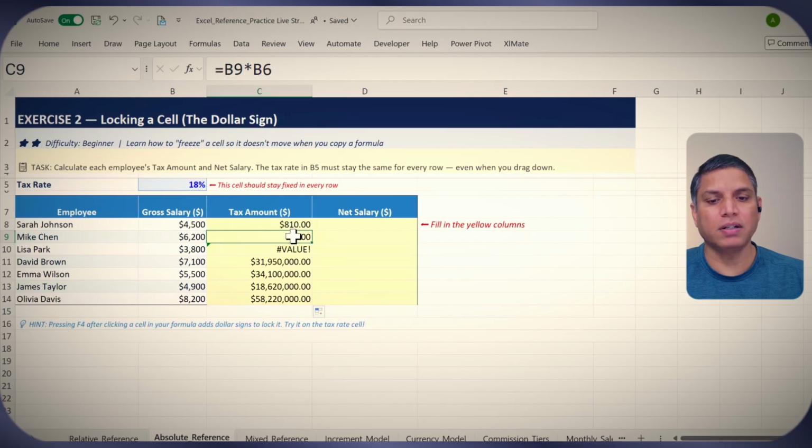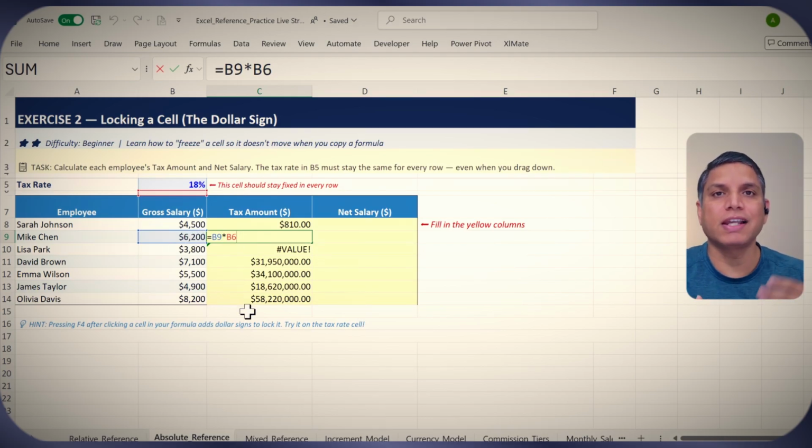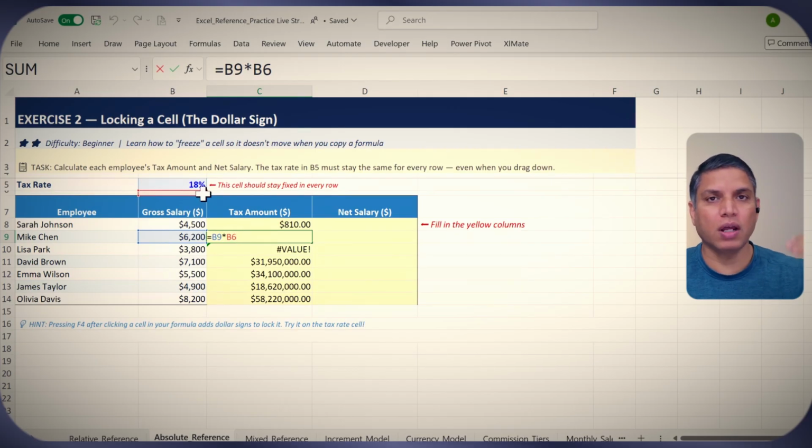So when I copy it down, look at this. This is getting used, which I wanted, to use the salary of the next person. But this cell also has moved by one level down, one row down. And that is the reason we are getting a blank cell. So obviously the tax will be 0.